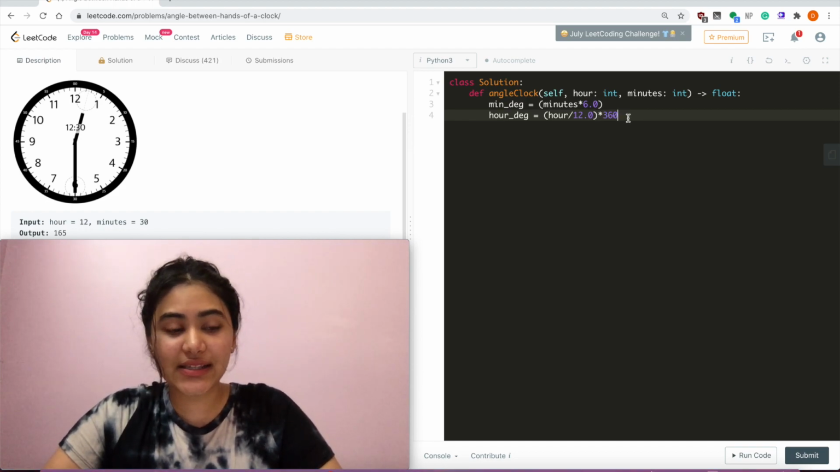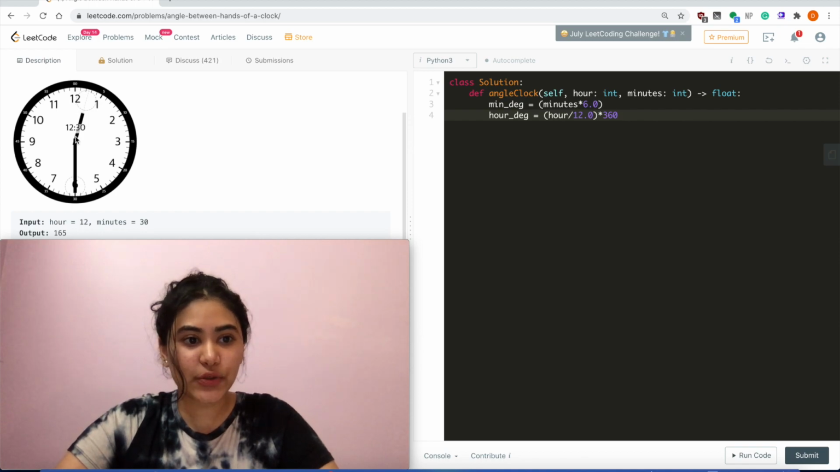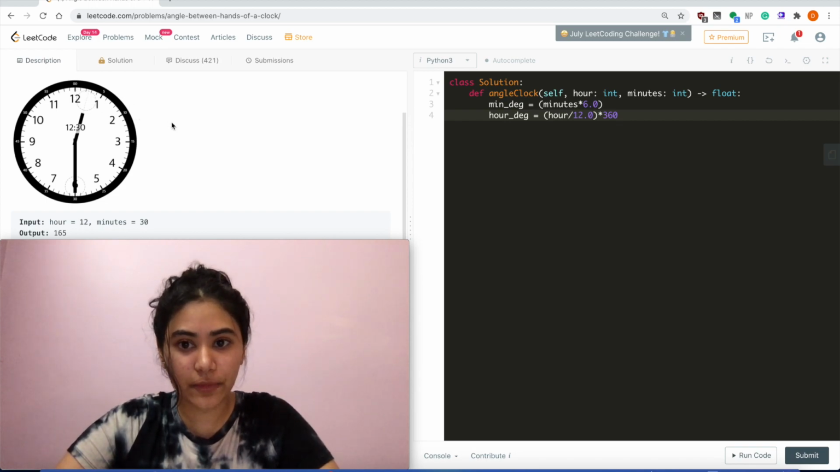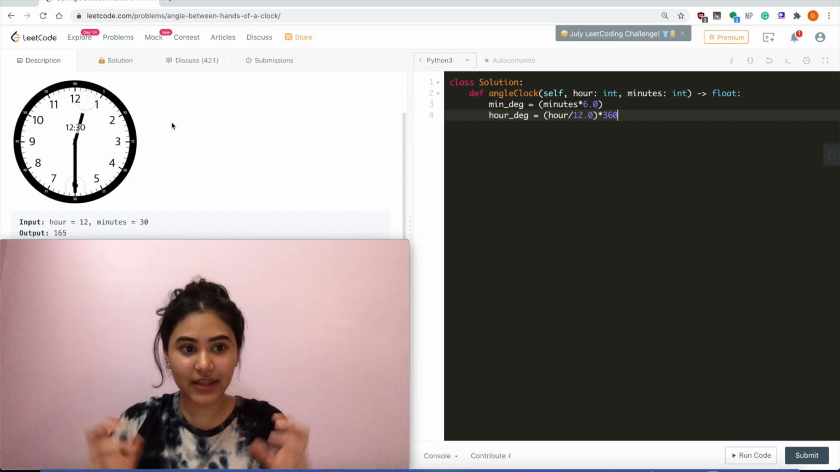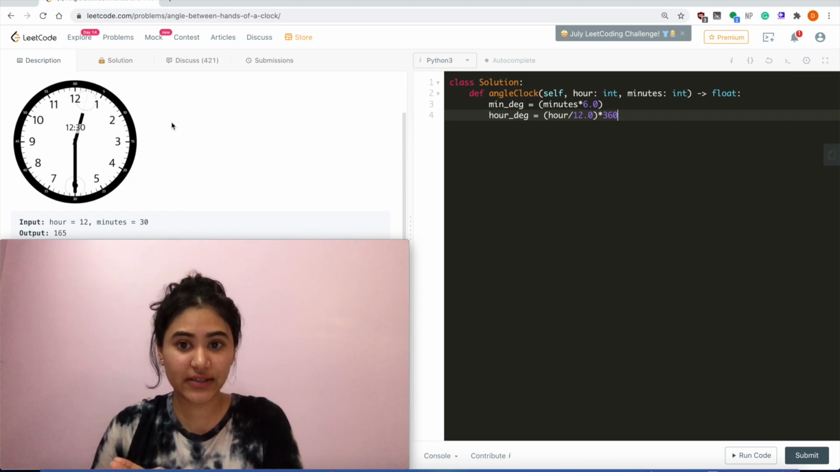But there is something we need to also keep track of. The hour isn't sufficient. Because if the hour is 12, it's pointing right here, we want 0 degrees, right? But if it is 12:30, our hour hand has actually moved, according to how many minutes there are. So we need to somehow combine the minutes and the hours, and then convert that into degrees.